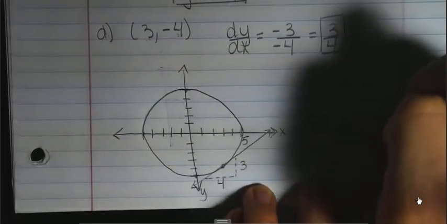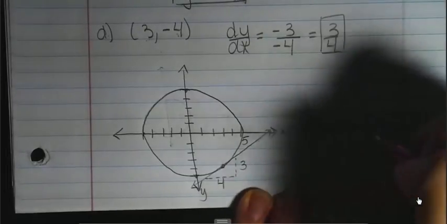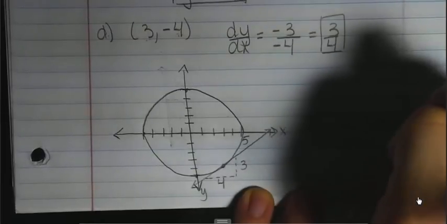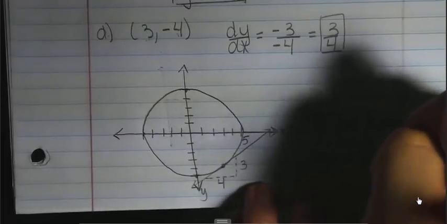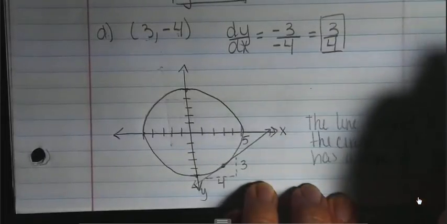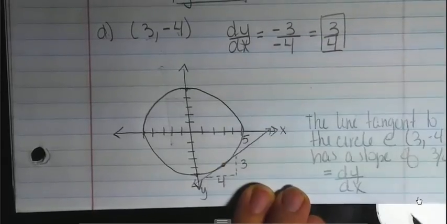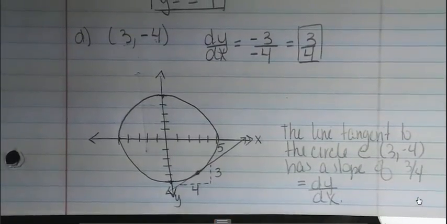And I can say the line tangent to the circle at (3, -4) has a slope of 3/4, which equals dy/dx. So something like that as kind of an explanation.